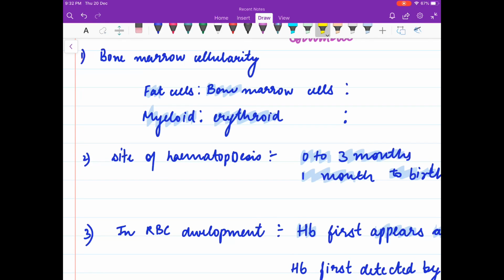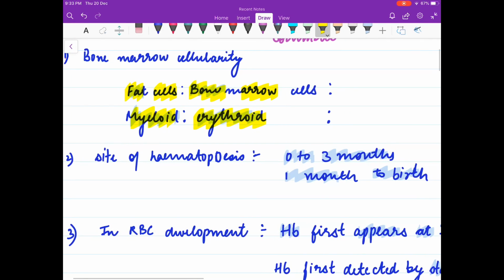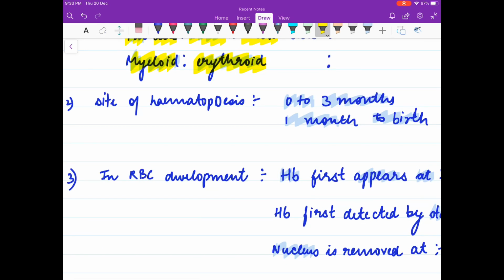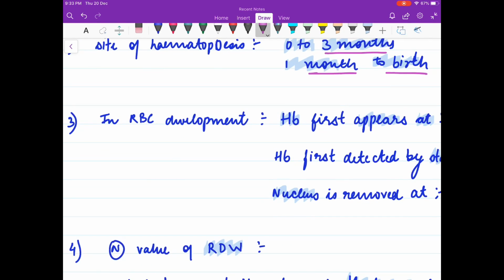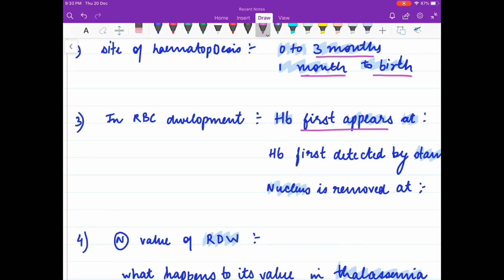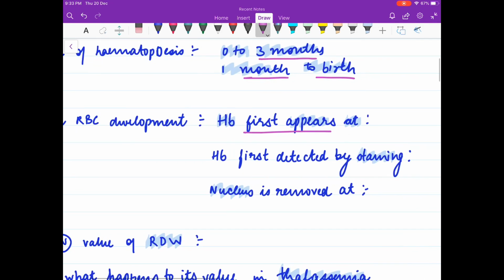Bone marrow cellularity. Fat cells to bone marrow cells ratio is? Myeloid to erythroid ratio is? Site of hematopoiesis from 0 to 3 months in fetus, from 1 month to birth? In RBC development, RBC first appears at which stage? RBC is first detected by staining at which stage? Nucleus is removed at?